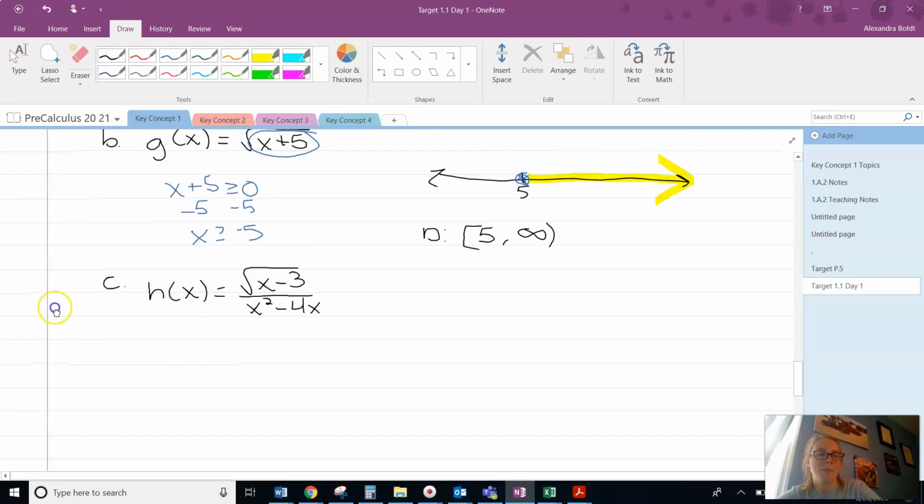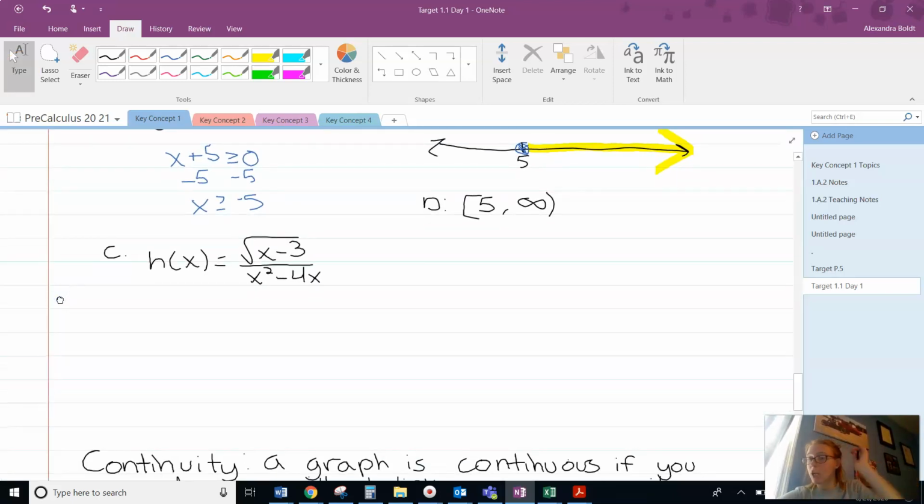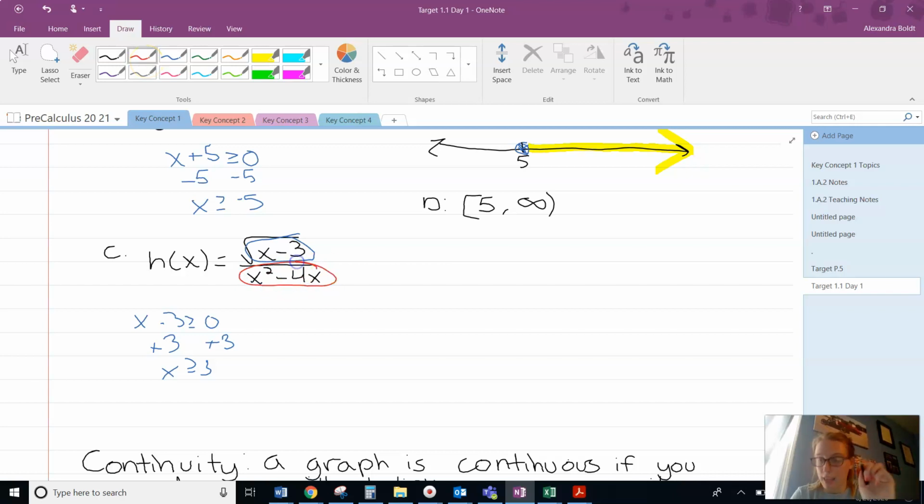Okay, last example for finding domain algebraically. You can like combine all of these things. So first, I see this, right? It's under a square root, so I have x minus 3 has to be greater than or equal to 0. I'm going to add 3. So x has to be greater than or equal to 3. Next, I see this. Can't divide by 0. So x squared minus 4x can't equal 0.